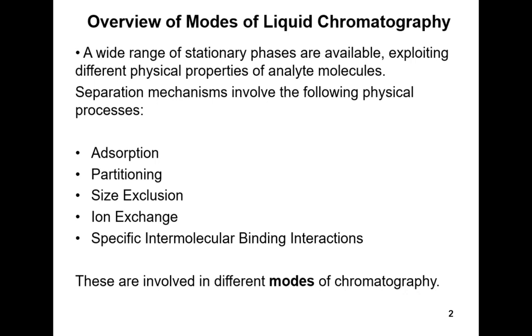With size exclusion, just very briefly, it's to do with size differences of molecules and how they move in and out of small pores in the stationary phase. Ion exchange is also to do with ionic interactions with the stationary phase. And I'm not really going to say any more about affinity chromatography, which is based on very specific ligand-receptor interactions, things like antibody-antigen interactions.